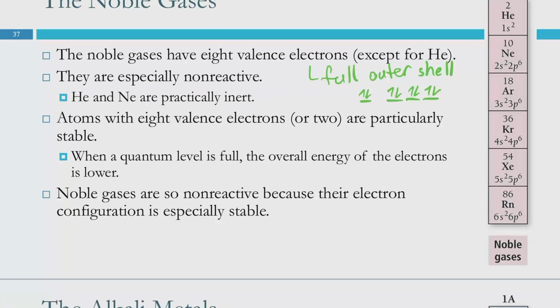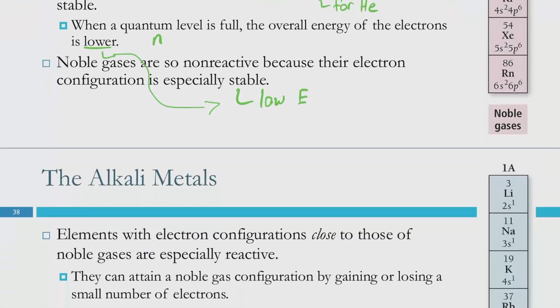Helium, neon especially so. Atoms with 8 valence electrons, or 2 for helium, are especially stable. When a quantum level, an n level, is full, the overall energy of the electrons is lowered because of all of those parallel spins. So the reason that noble gases are so non-reactive is because their electron configuration is especially stable. Stable and low energy go hand in hand. They're synonyms.